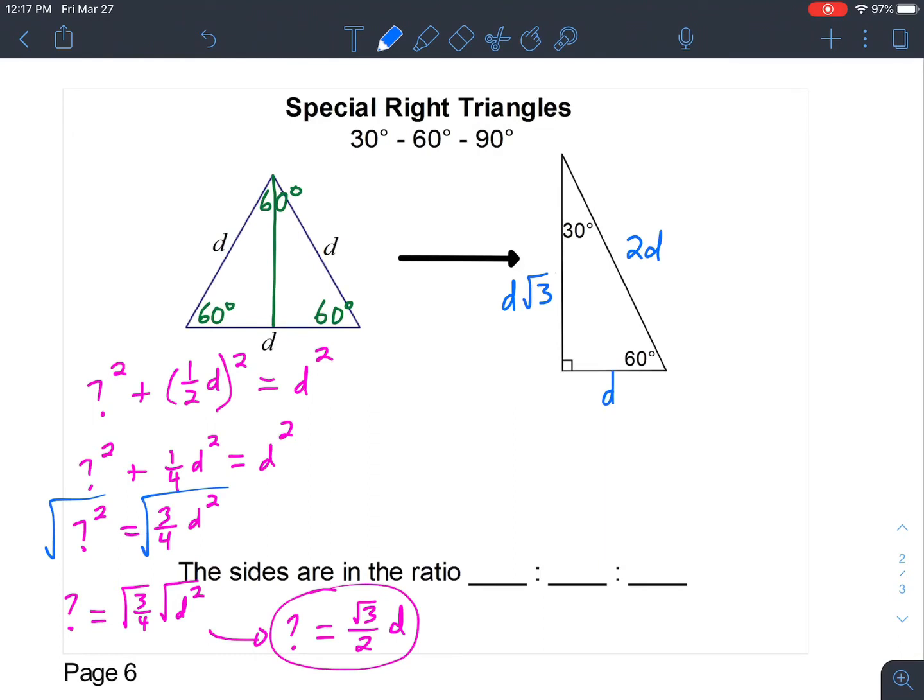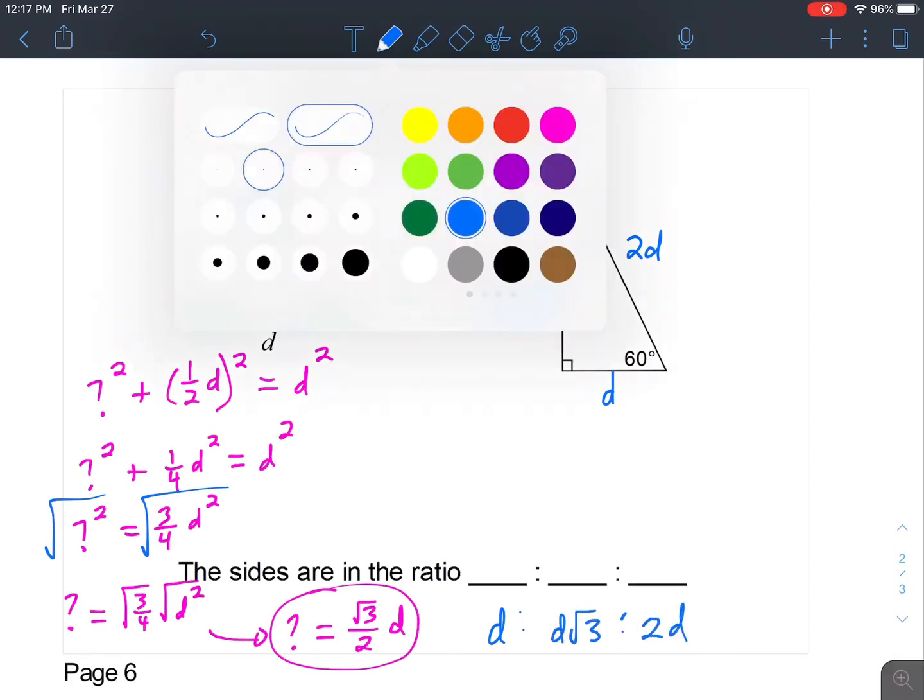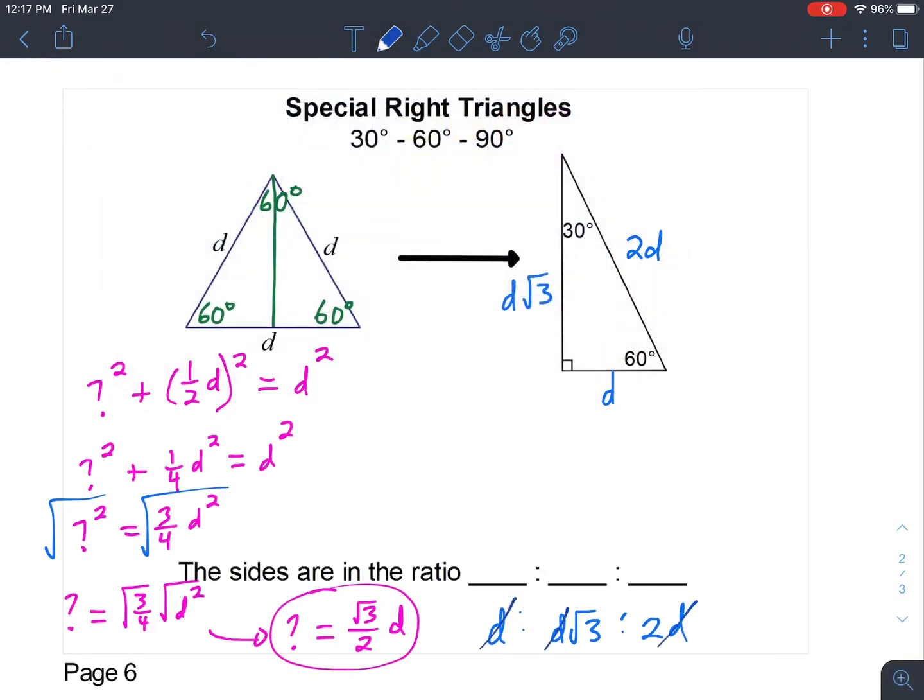So therefore, in the ratio, d, and then we're going to have d root 3, and then 2d. We cross off all the d's, and that leaves us then with 1, square root of 3, and 2. And this is another moment where it would be good just to let you know square root of 3 is about 1.732. Remember that the hypotenuse needs to be the longest side. So therefore, our ratio should be 1 to 1.732 to 2.